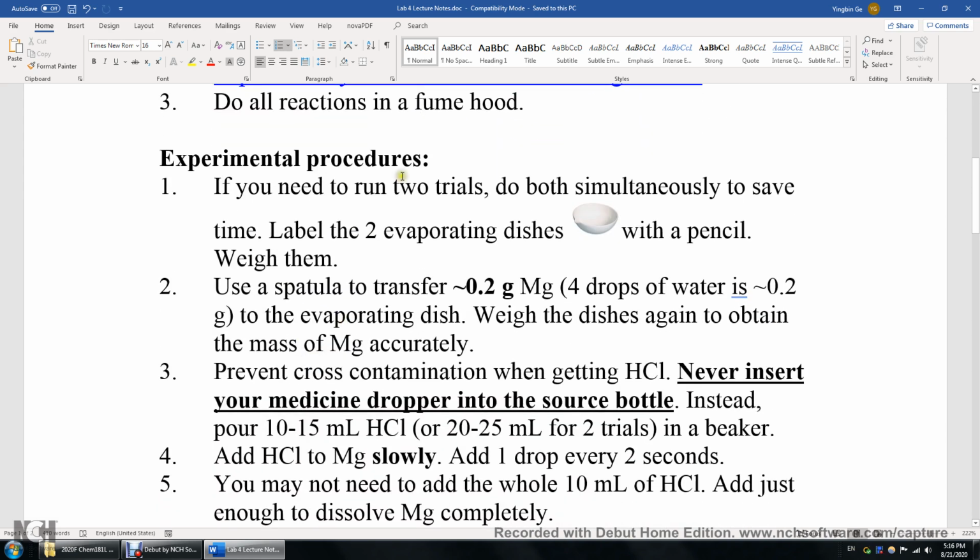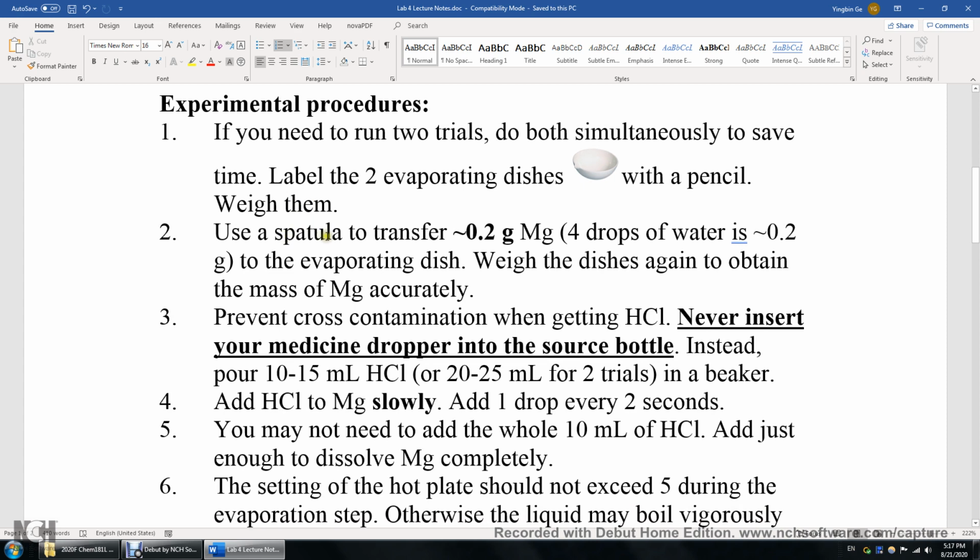Now let's look at the procedures. If you need to run 2 trials, do them simultaneously to save time. Label 2 evaporating dishes with a pencil, 1 and 2. Weigh both. Use a spatula to transfer roughly 0.2 grams of magnesium to each of the 2 dishes. Weigh both dishes again. Take the difference to obtain the mass of magnesium accurately.